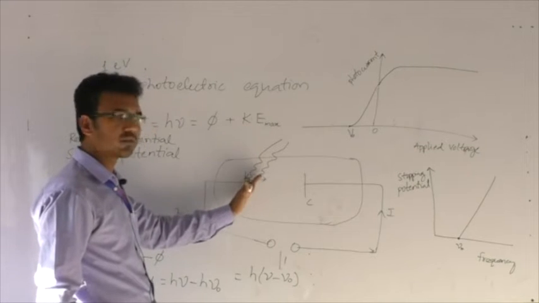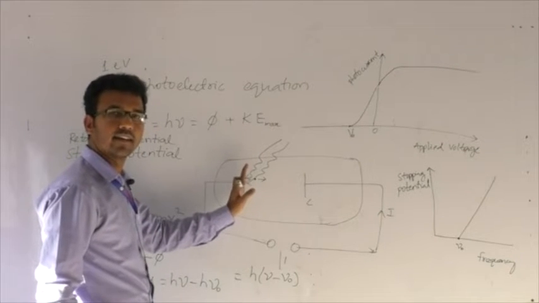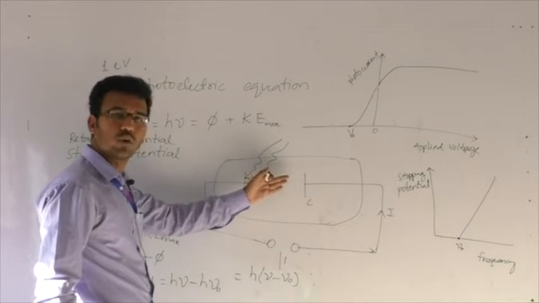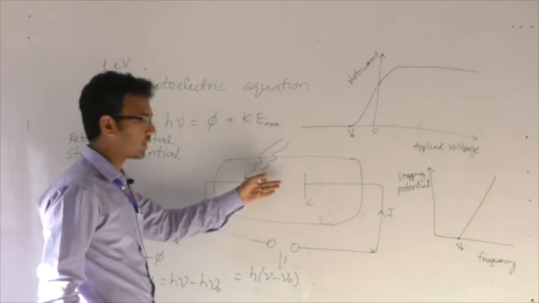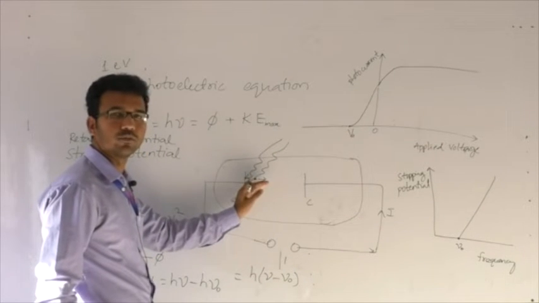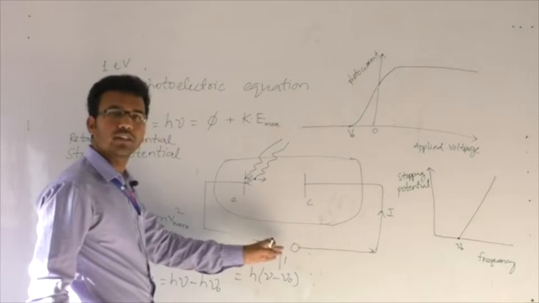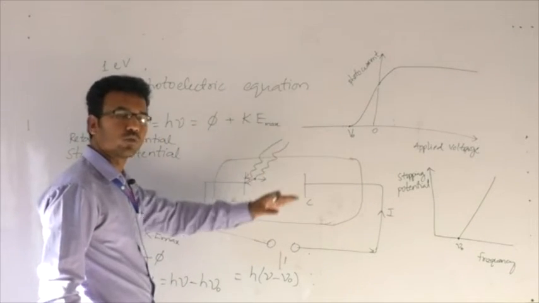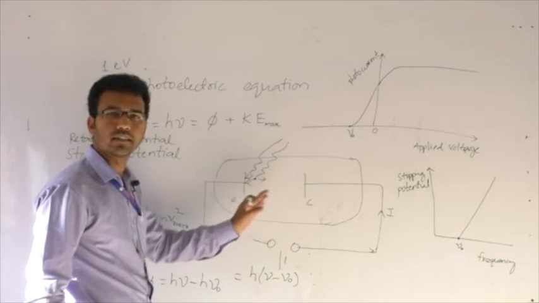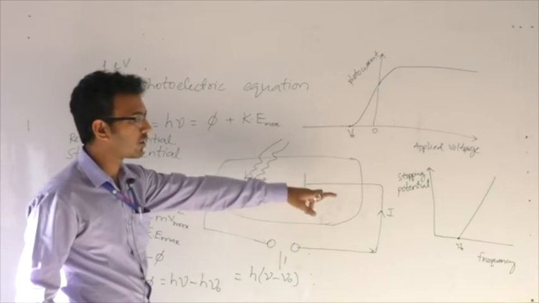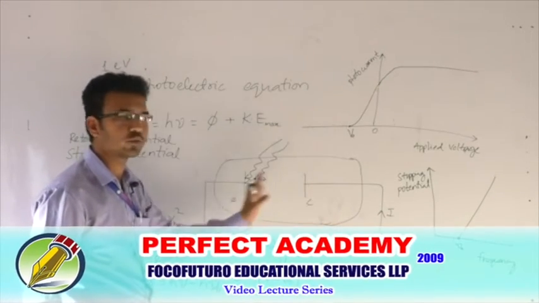The electrons just come out of the material and just stay there. They don't have sufficient energy to go out with some velocities. So the kinetic energy of that electron will be 0. So then no potential is required to stop that. They are already stopped. No need to stop the current in the circuit. So therefore the stopping potential at the threshold frequency is 0.